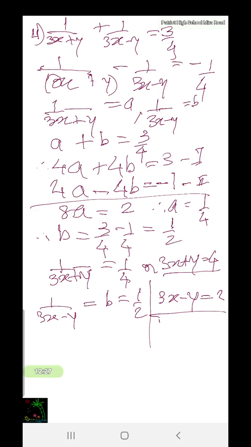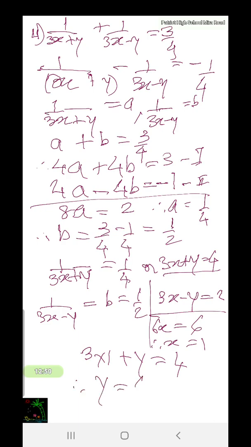Adding the two, we have 6x is equal to 6. Therefore x is equal to 1. Substituting the value of x is equal to 1 in the above equation, we have 3 into 1 plus y is equal to 4. Therefore y is equal to 4 minus 3 is equal to 1. Therefore x is equal to 1, y is equal to 1 is the solution.